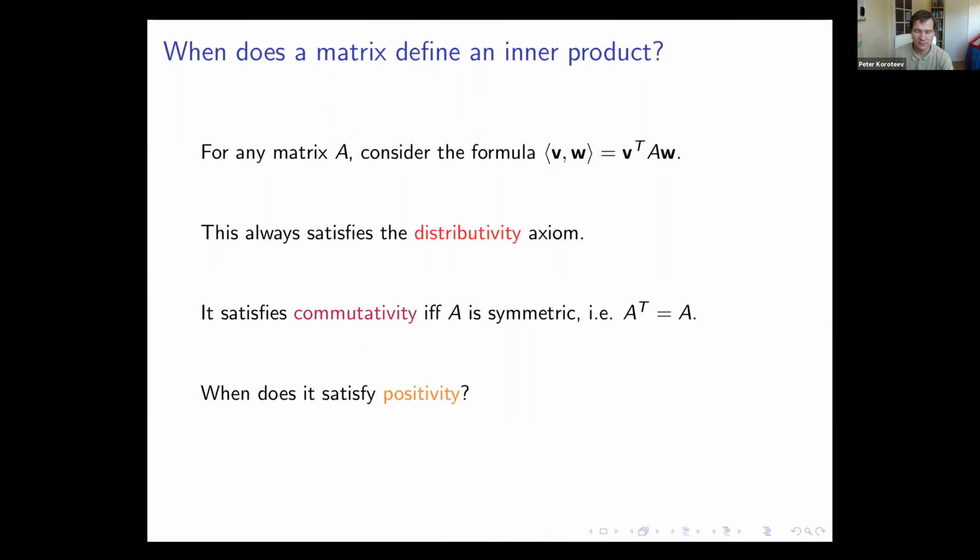And then when does it satisfy positivity? Last time we talked about the 2x2 matrix. It was positive if the eigenvalues are positive.